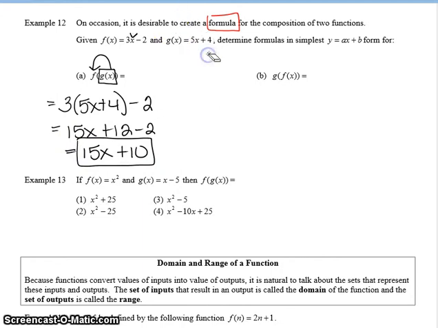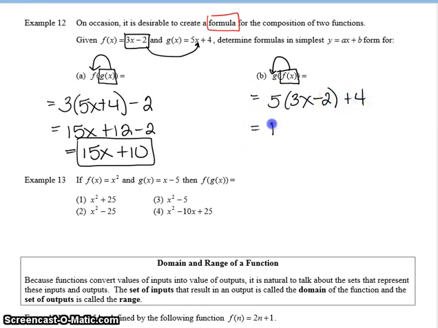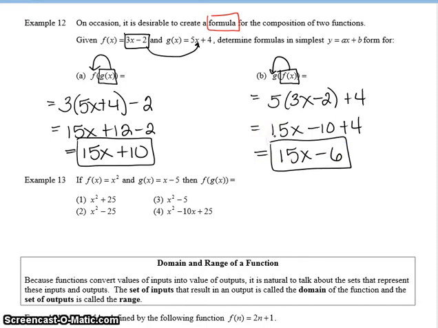Okay, now letter B is the reverse. Letter B says take the f function and plug it into the g function. So I'm going to take this f function here, and I substitute it into the g function wherever I see an x. So that is going to be 5 times the whole quantity, 3x minus 2, plus 4. Again, simplifying. So I get 15x minus 10 plus 4. One last step simplifying, I'm going to get 15x minus 6. So that's my formula for g of f of x. And you can see they're not the same. Okay, so order matters here.